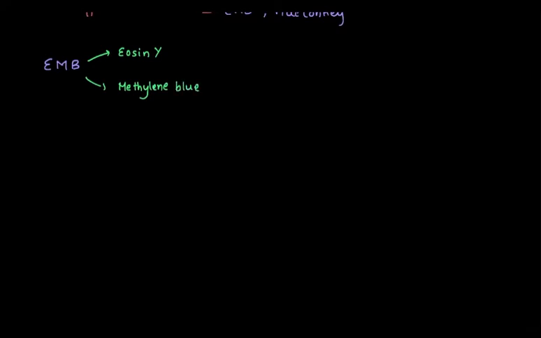In case of EMB, that is eosin methylene blue, there are two kinds of dye, like I said. The first one is eosin Y, and the second one is methylene blue. Both of these dyes inhibit gram-positive bacteria from growing.